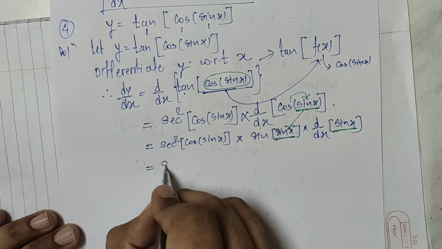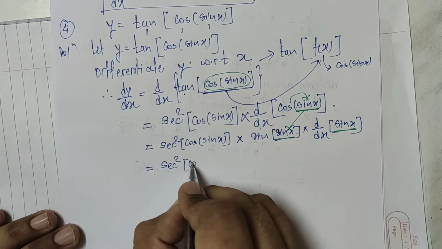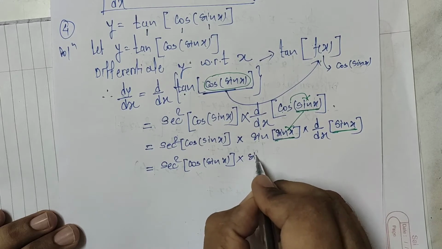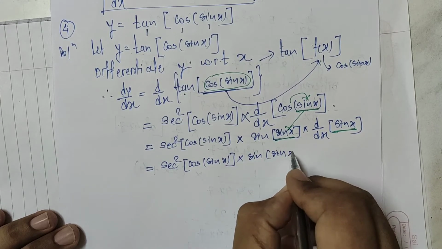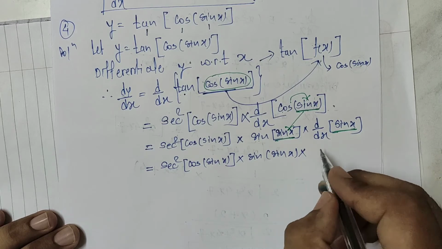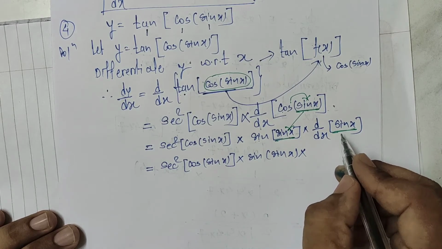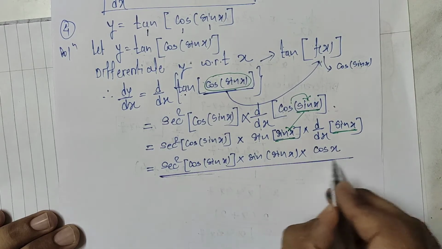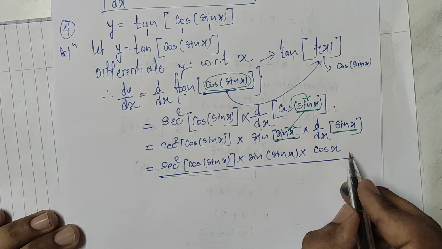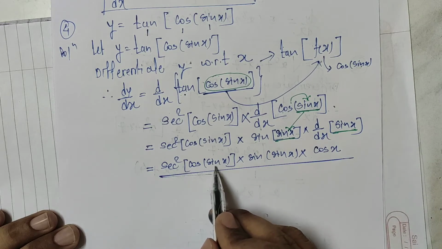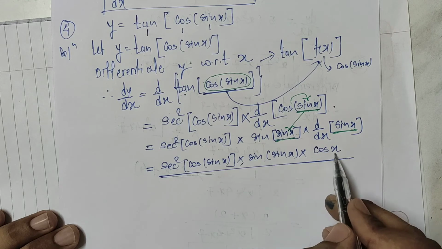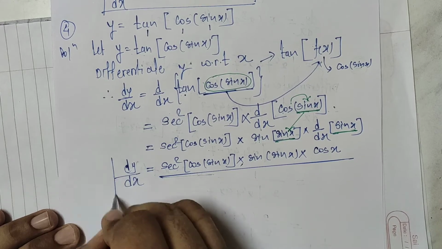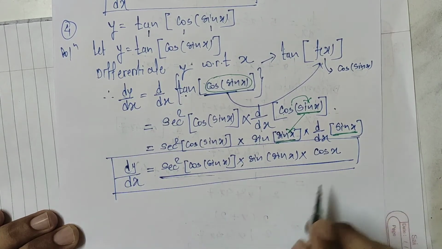So the next step is sec square of cos of sin x as it is, into sin of sin x, into the derivative of sin x. Here sin x is a simple function. We know that the derivative of sin x is cos x. Therefore this is the required whole solution. Check if any changes are possible. Here is sec square of cos of sin x into sin of sin x into cos x. There are no changes. Therefore this is the final solution. Dy upon dx is the required solution.